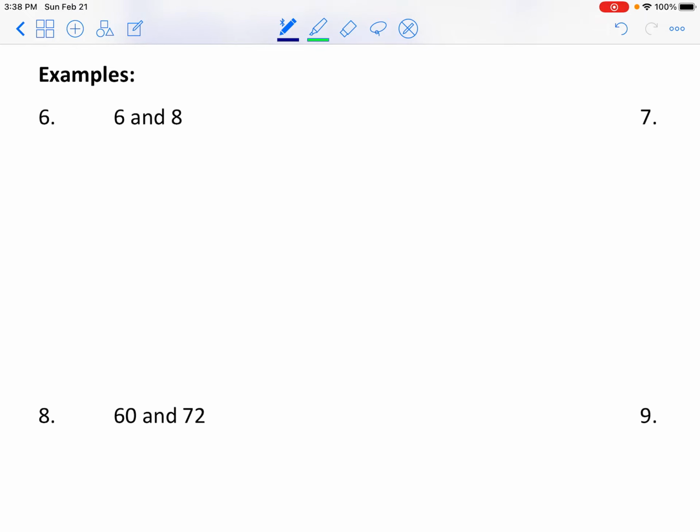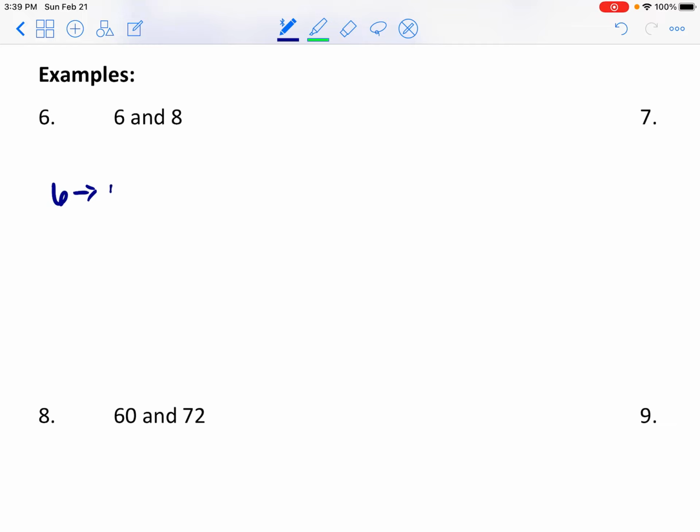Okay, so let's say we wanted to find the least common multiple for 6 and 8, and we're just going to list out multiples to do this. Multiples of 6 means multiply 6 by our natural numbers. So 6 times 1 would be the first multiple. 6 times 2 would be the second multiple. 6 times 3 would be the third multiple, and so on.